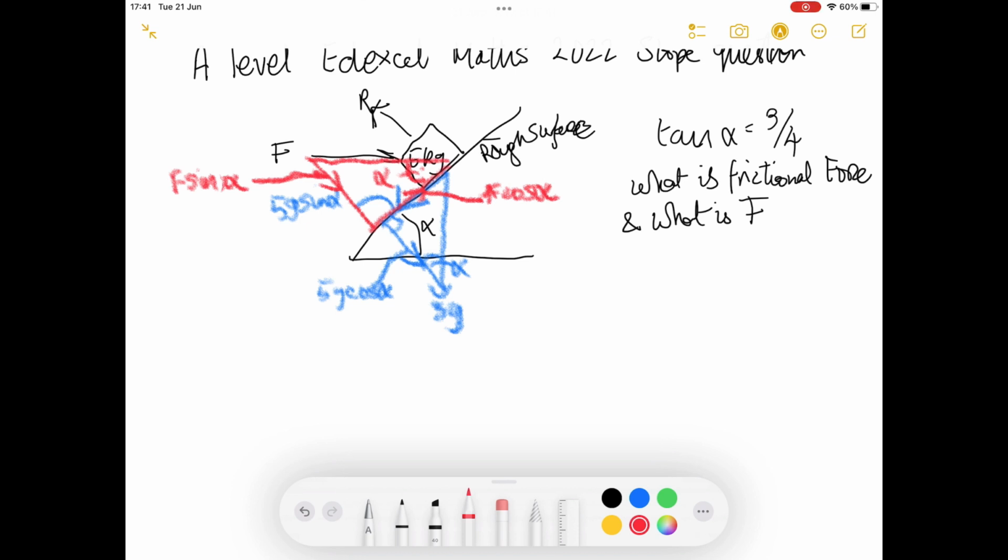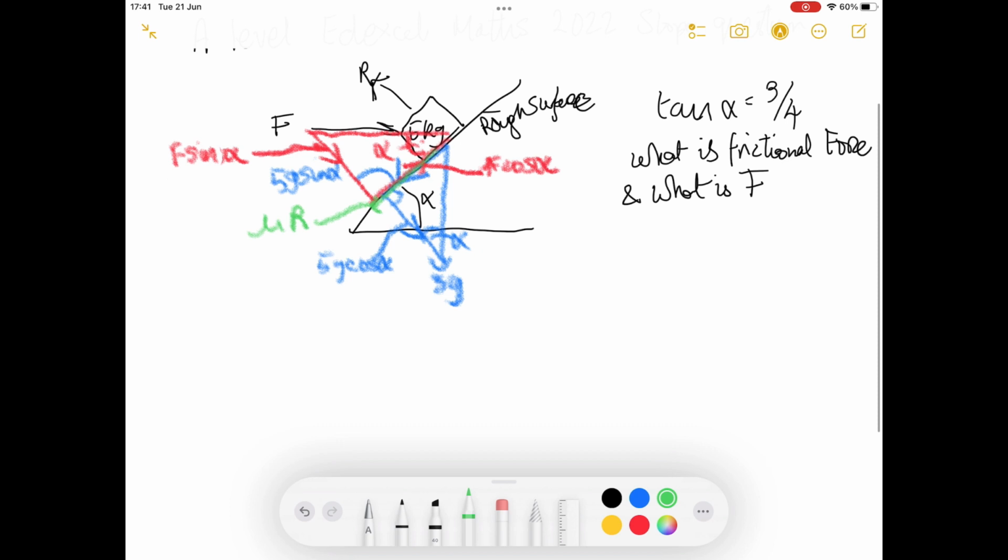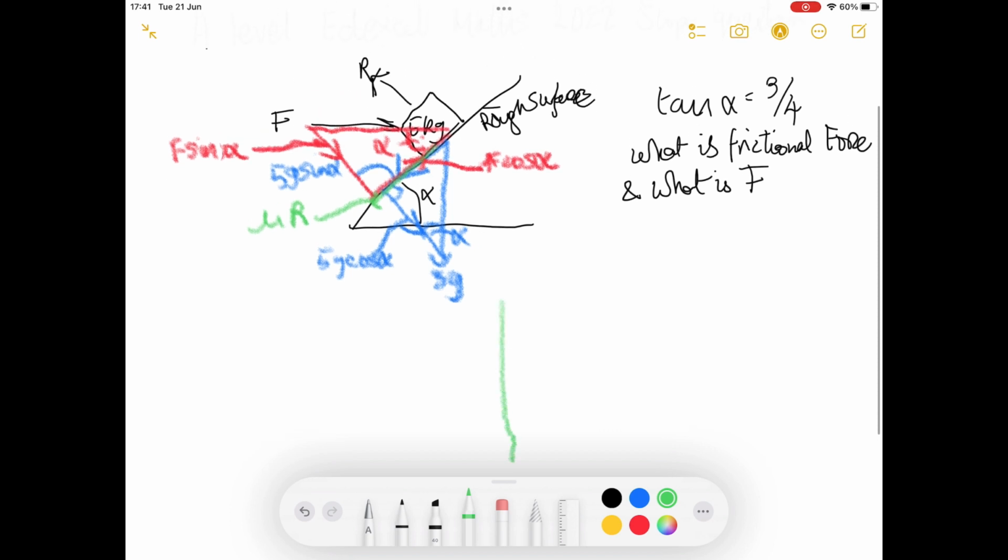So, and then we know the reaction, and we know the downwards, the force acting in the opposite direction is 5g cos alpha and 5g sine alpha. And there's also the frictional force, which is mu R. Now, this can act in either direction depending on the movement of the object. If it's in equilibrium, it's basically stationary. But if it's moving up, the frictional force is down. If it's moving down, friction force is up.